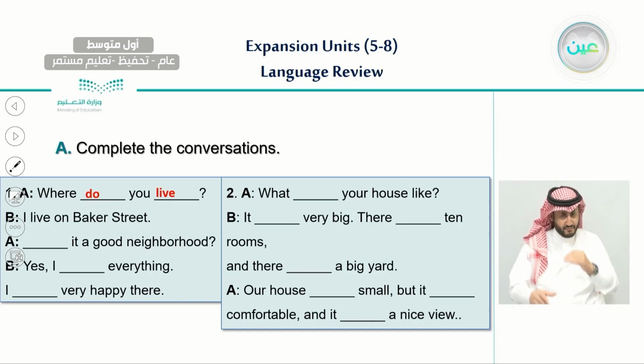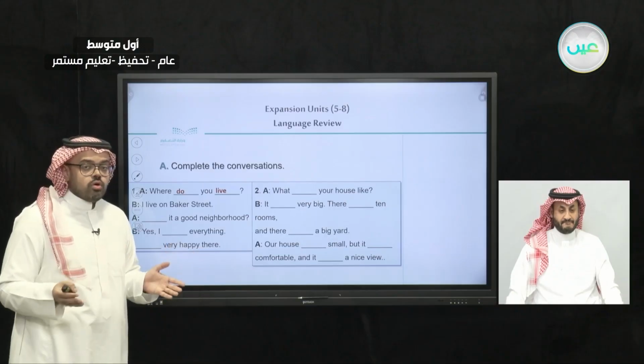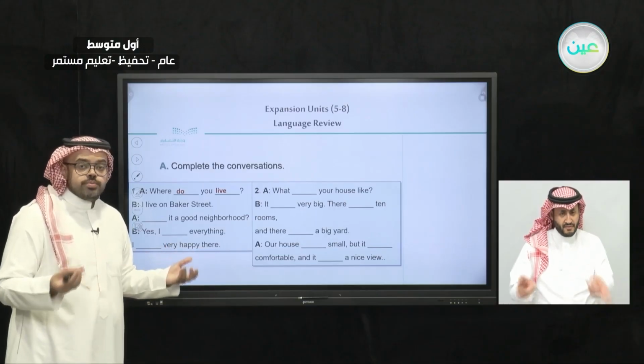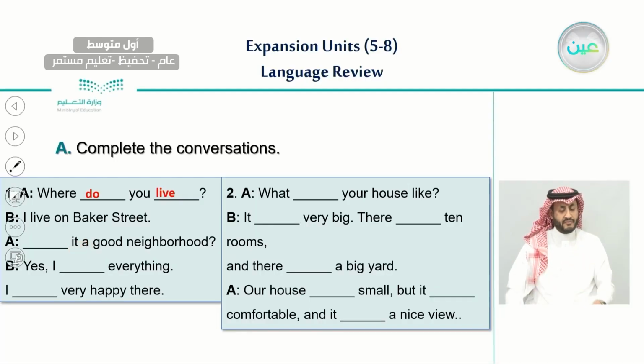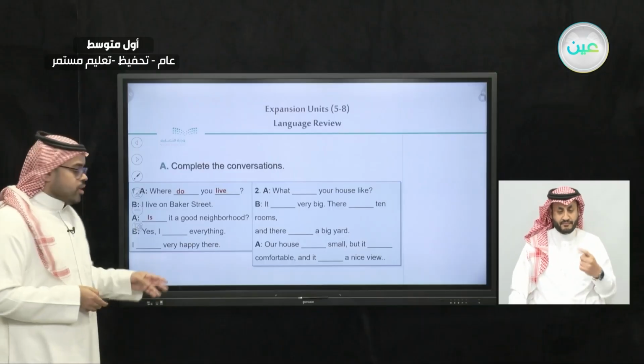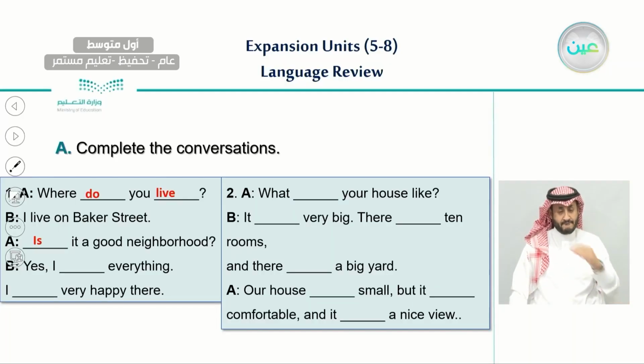And we know that if we want to ask a question whose answer is either yes or no, we must start with the verb to be. So what do you think the verb to be that matches it? Is it am, are, or is? Very good. It is is. Is goes with the subject it. So, is it a good neighborhood? And the answer will be yes.